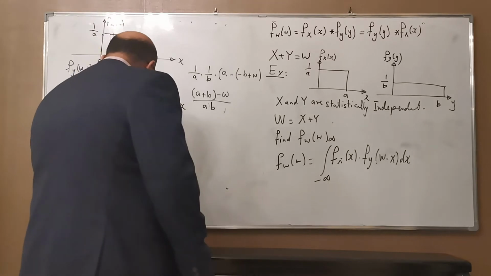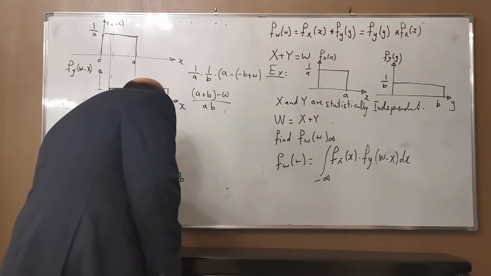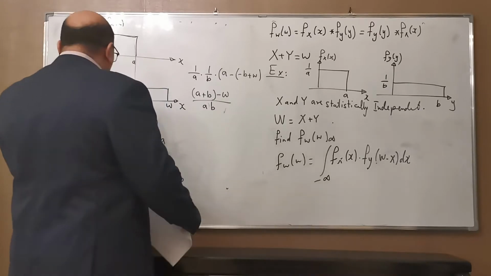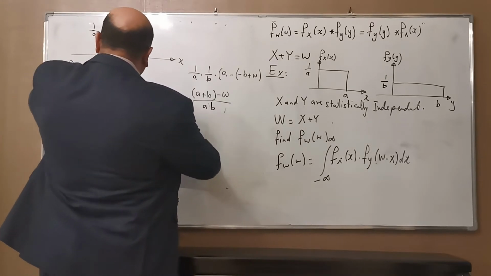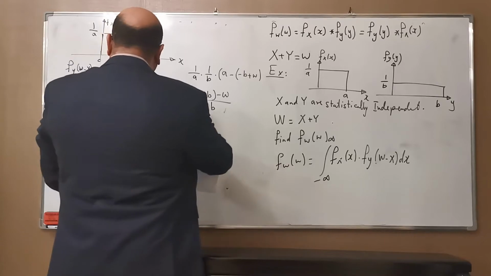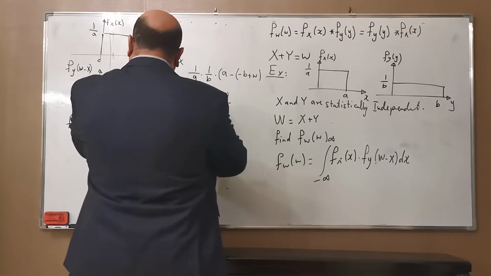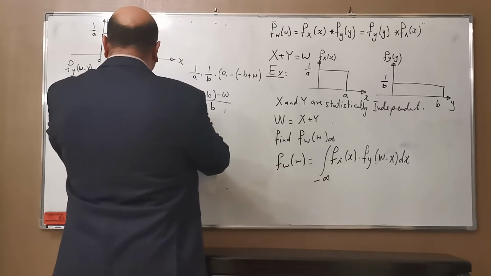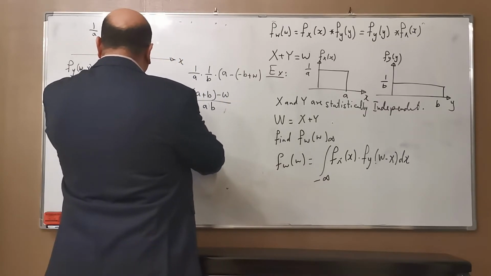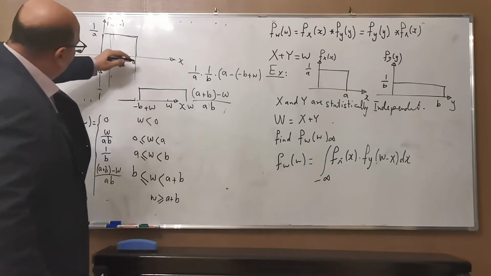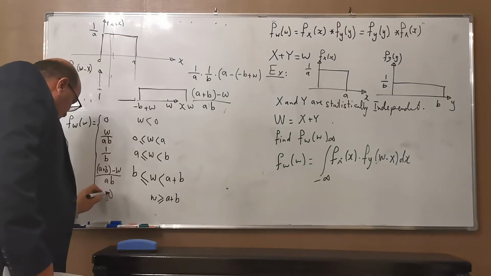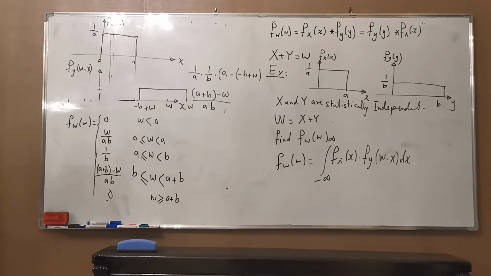And the last one, when w is greater than or equal to a plus b. So this one will be like this. So you are outside here. So this is your w, this is minus b plus w. And you don't have any overlap of this function with this function, so this is equal to 0.